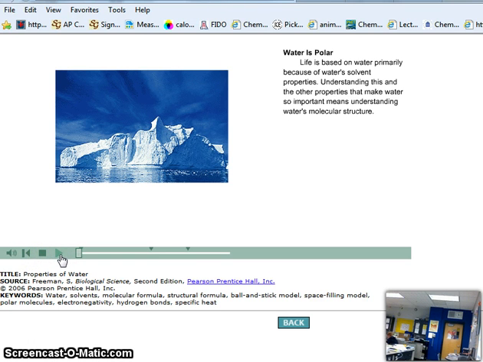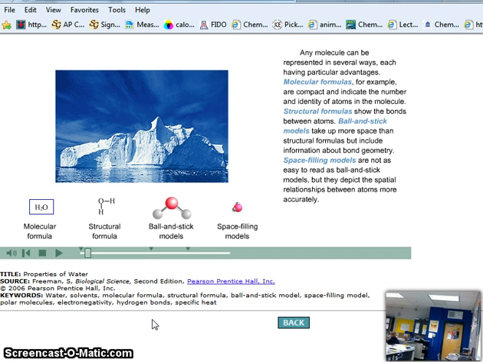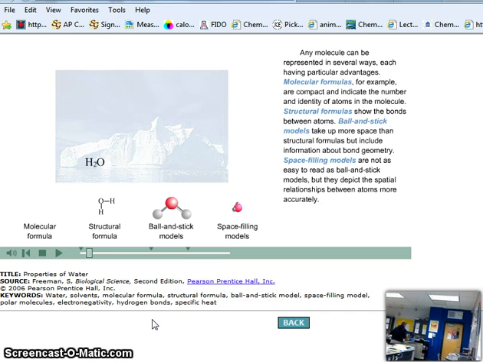Life is based on water, primarily because of water's solvent properties. Understanding this and the other properties that make water so important means understanding water's molecular structure. Any molecule can be represented in several ways, each having particular advantages. Molecular formulas, for example, are compact and indicate the number and identity of atoms in the molecule. Structural formulas show the bonds between atoms. Ball and stick models take up more space than structural formulas, but include information about bond geometry. Space-filling models are not as easy to read as ball and stick models, but they depict the spatial relationships between atoms more accurately.